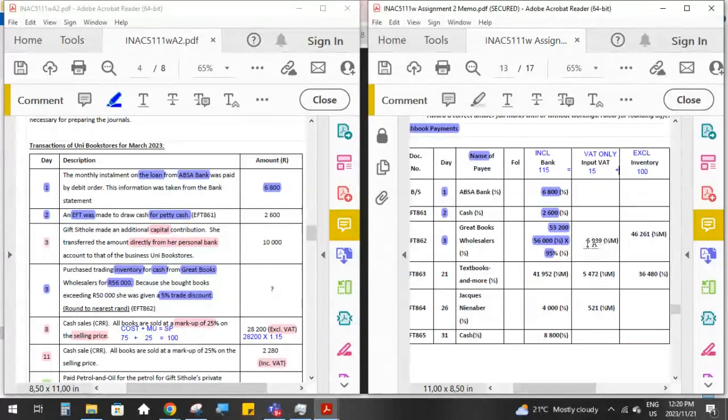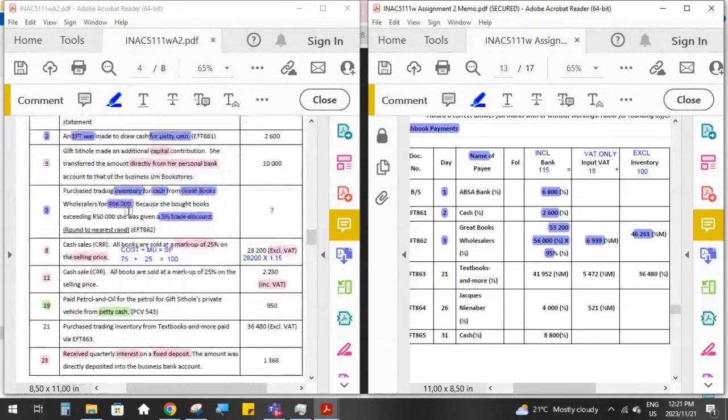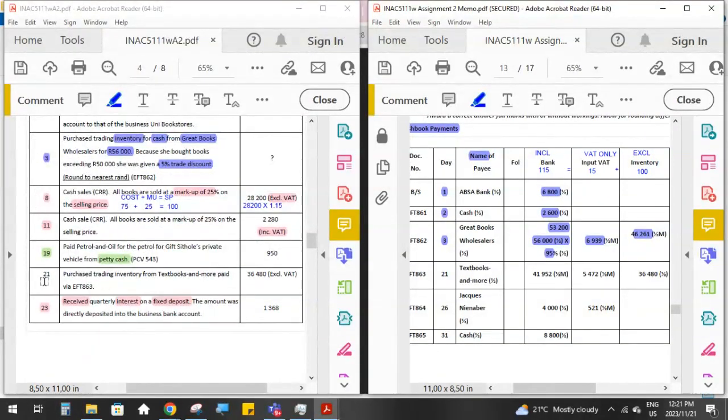So here we go. We can say 53,200 divided by 1.15 will give us our 46,261. It goes under the inventory column because it's trading inventory that we've purchased. 53,200 minus 46,261 equals the VAT. Then the next one, we did that one, is on the 21st. Also trading inventory, so it's also going to go under our inventory column. This time the supply is textbooks and more, so name of payee, textbooks and more.